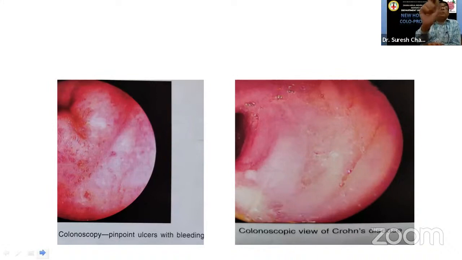Now you can see the pinpoint ulcers in this colonoscopic view. That is a pinpoint ulcer. Already I told you there are 4 or 5 P's. First P is proctitis. Second is pinpoint ulcer, then pseudopolyposis. Then you can have pipe stem colon, and you can have pustules also. Now you can see this other endoscopic or colonoscopy view of Crohn's disease. There is no specific pinpoint ulcer; you can see a spreading form of the mucosa here.